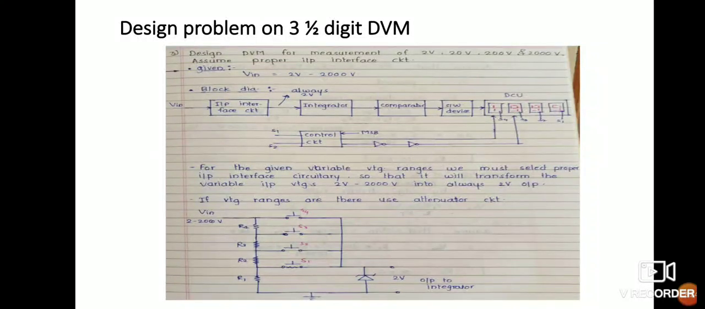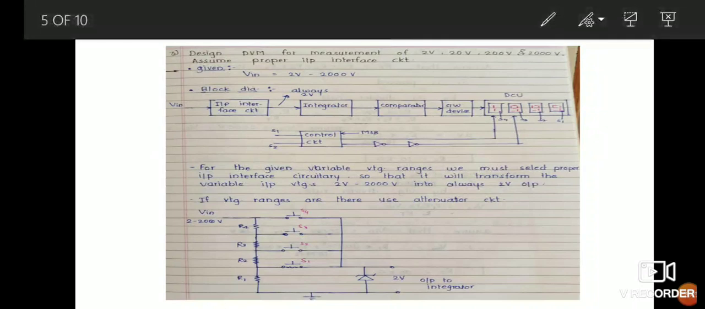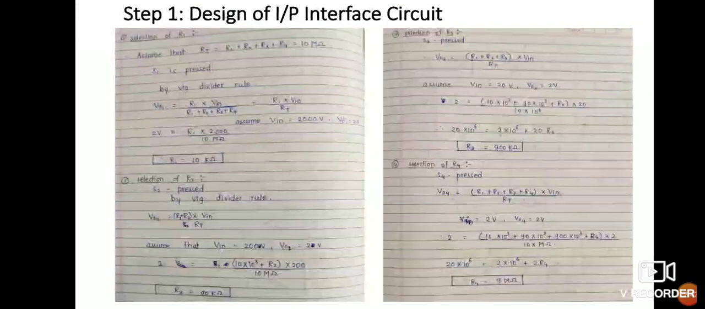When S4 is pressed, it will select the voltage across R1, R2, R3 and R4. But whatever the input may be, the output here will be 2 volt because a Zener diode is connected. So this 2 volt output is connected to the integrator circuit. How to design that, we will see. R1, R2, R3, R4. So first, the selection of R1.